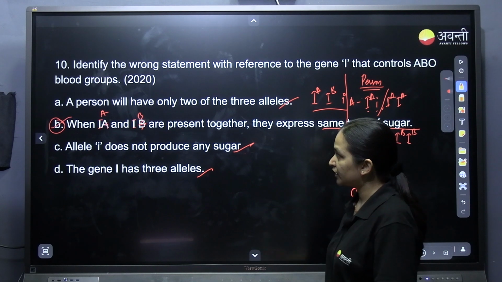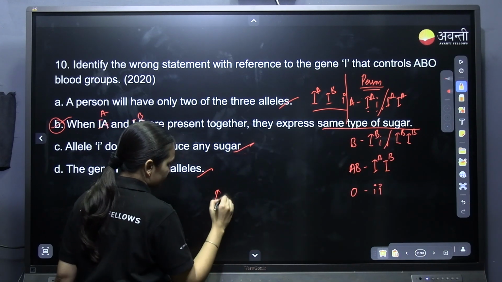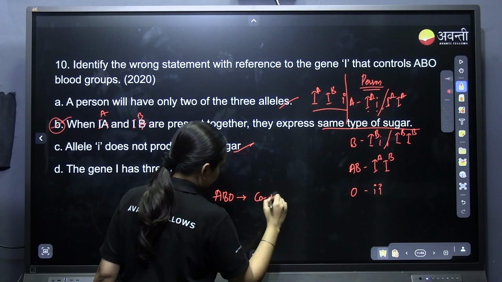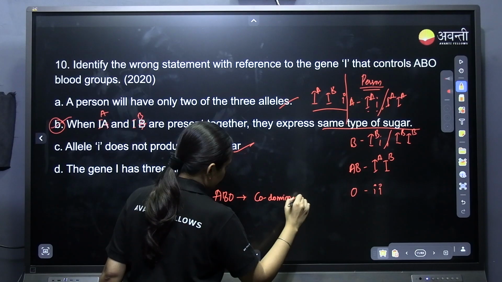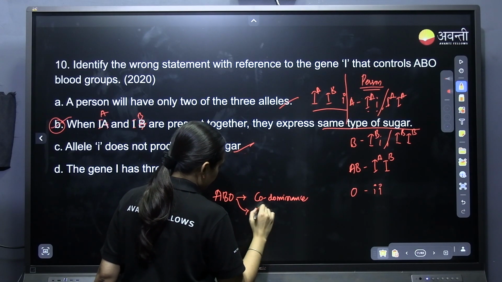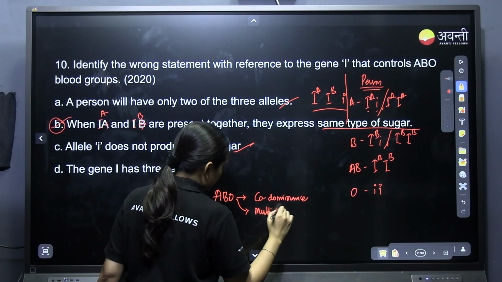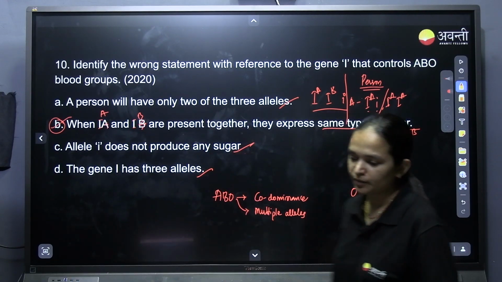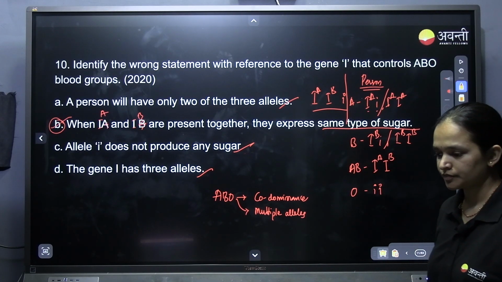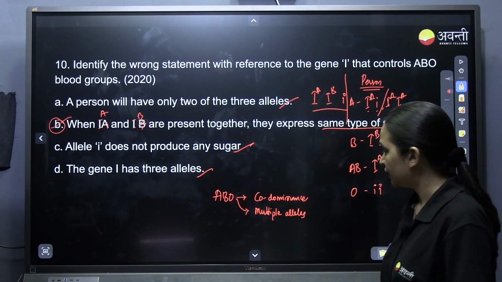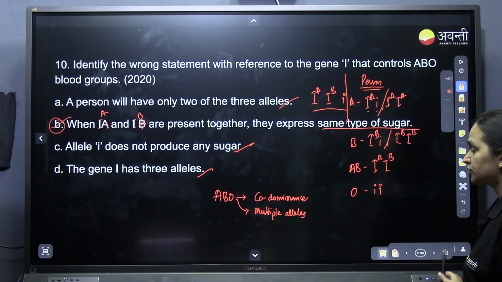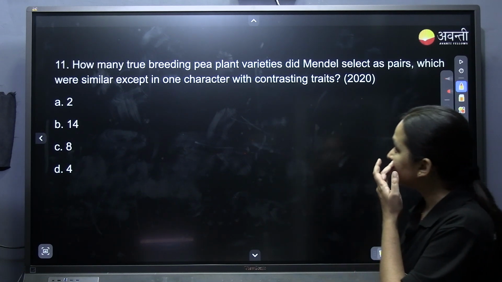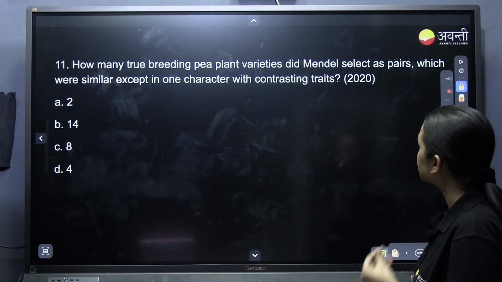Yes, this particular ABO blood grouping is an example of codominance as well as multiple alleles, because alleles are three, but an individual will have two. No confusion, you should not confuse. So B is the correct answer. Understood? Yes.